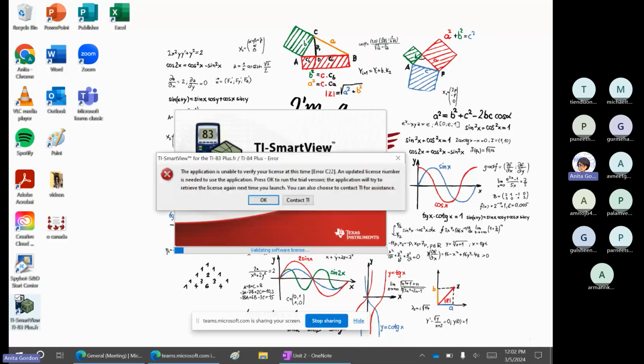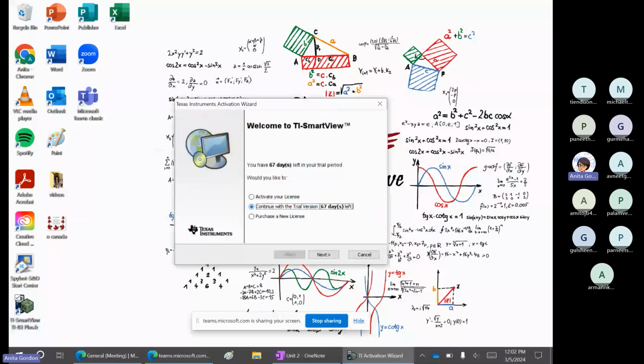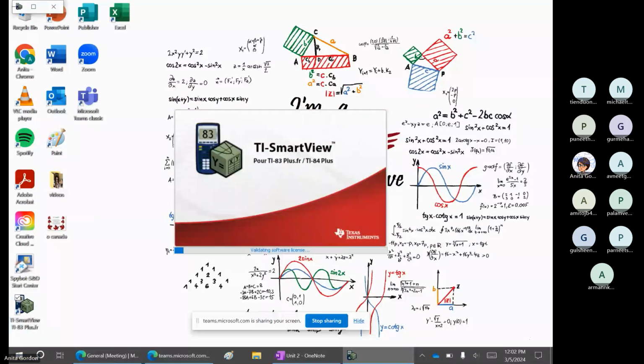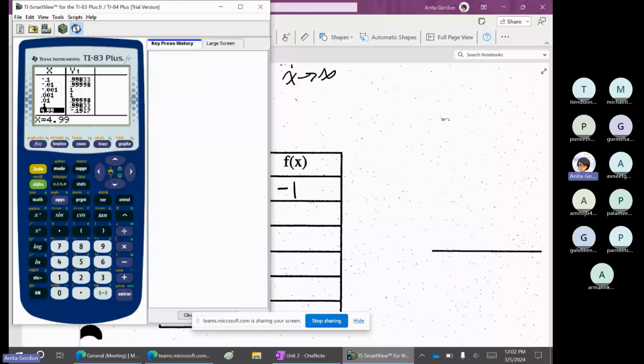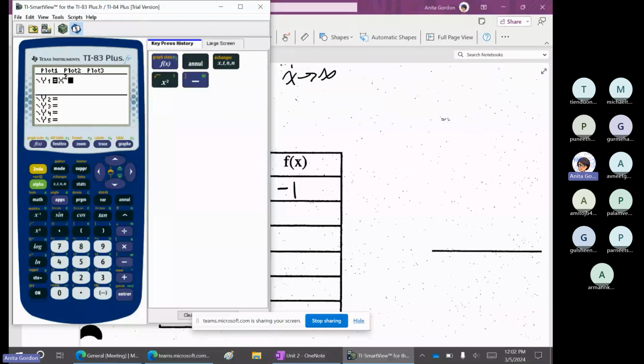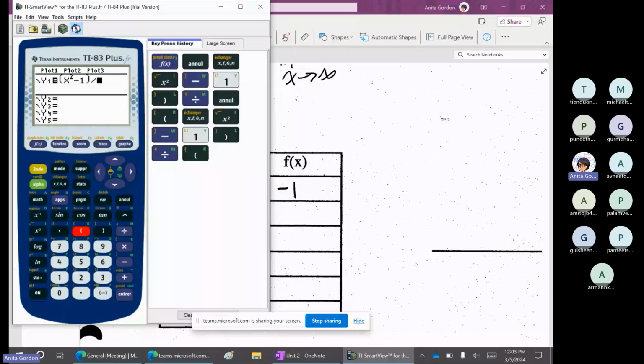So remember that when you are typing in a function that has a numerator and denominator, we are using brackets for top and bottom. So when I go to y equals, we're having brackets, x squared minus 1, close the bracket, divided by, oh, I'm missing a bracket in here. Let's try that again. Bracket, x squared minus 1 divided by x squared plus 1. Close the bracket.